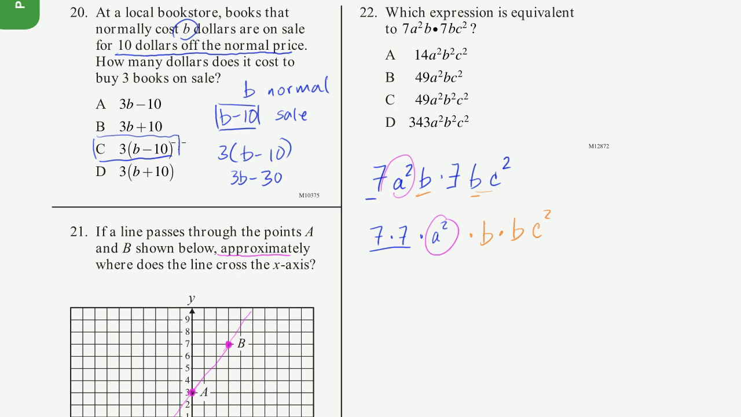And so we can just rewrite this. 7 times 7 is 49. A squared is just a squared. B times b is b squared. And then you have c squared. So it's 49, a squared, b squared, c squared, which is choice C. 49, a squared, b squared, c squared.